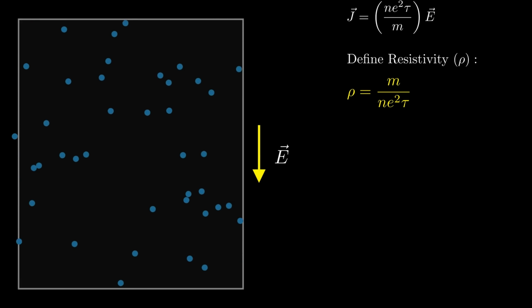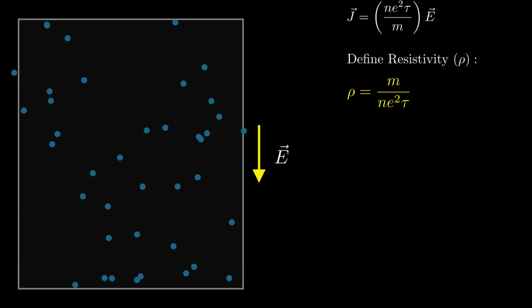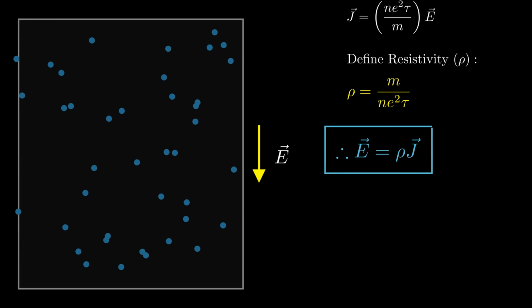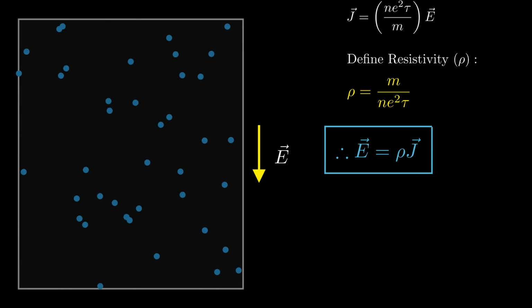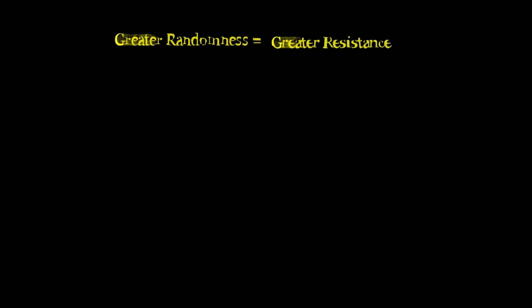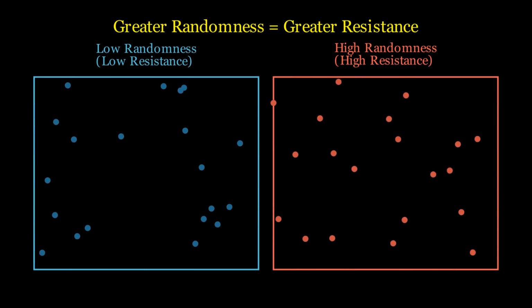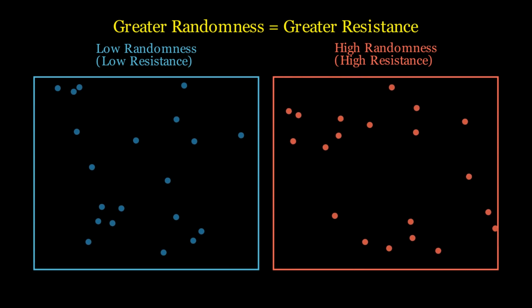Finally, by substituting ρ back into our equation, we arrive at the vector form of Ohm's law, E equals ρ times J. This explains why resistance increases with temperature. As ions vibrate more, collisions increase, tau decreases, and thus resistivity increases. So finally we understand that it is actually the random motion of electrons which causes this resistance. Greater the randomness, greater will be the resistance.